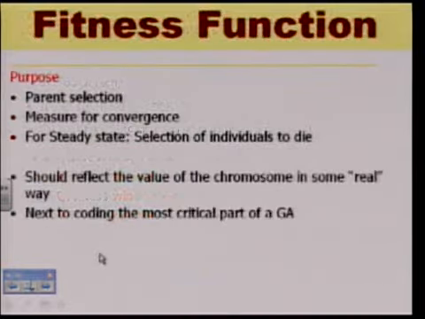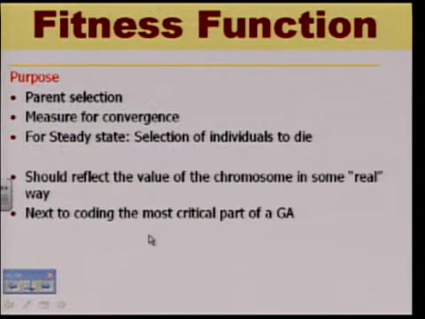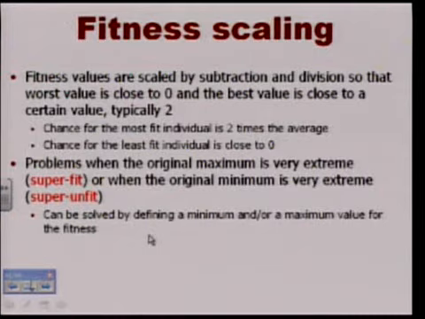Okay, so if you think about it, the fitness function is really something very important to guide how your genetic algorithm works. And the fitness values are scaled by either subtraction or division so that the worst value will be close to 0, and the best value can be some certain value. To make it simple, you can say typically 2. But why 2? Well, it's just a way you can distinguish the proper scale for the genetic algorithm to run. And there are some problems with this idea because some super fit or super unfit solutions can still destroy your proper scale.